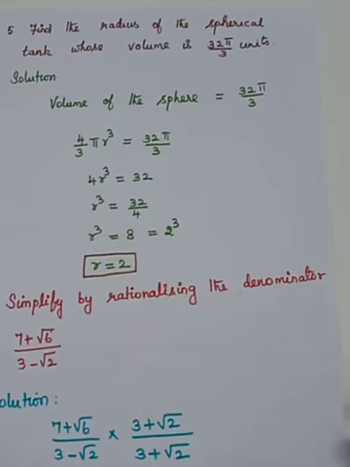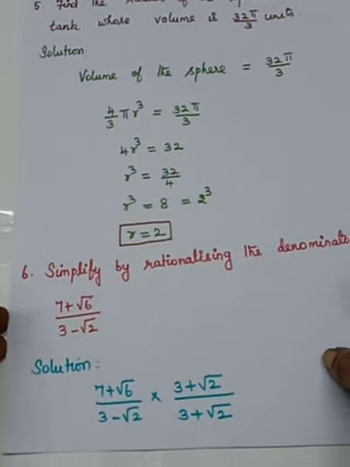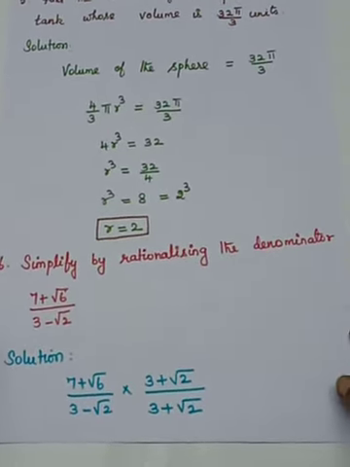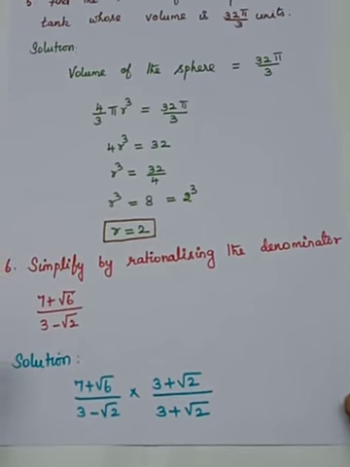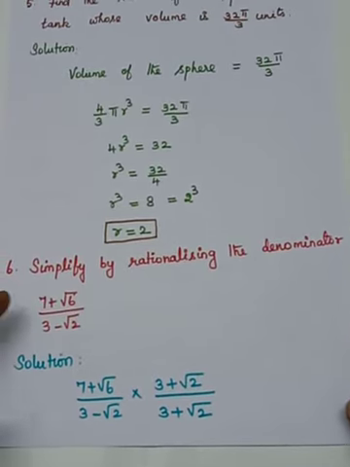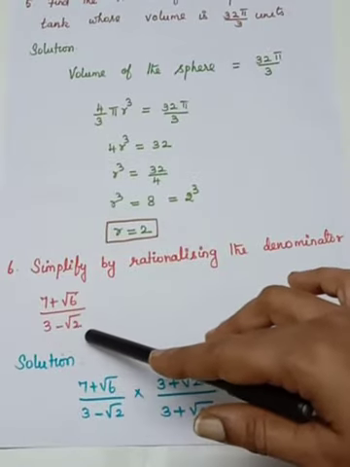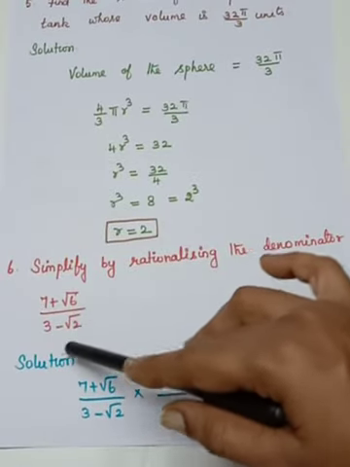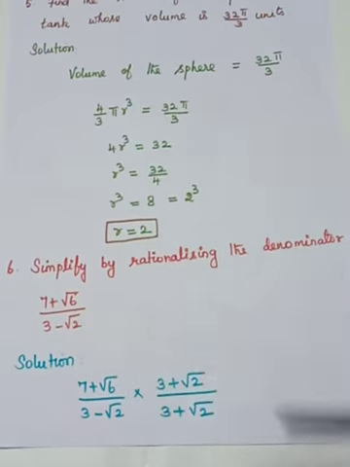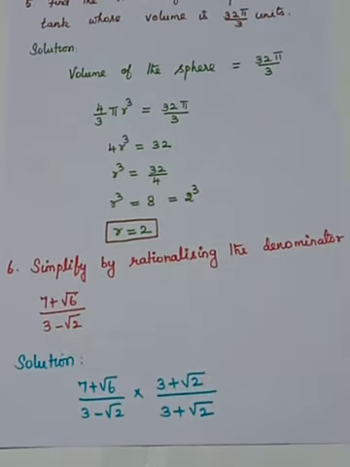Okay. So come to problem number 6. What is it? Simplify by rationalizing the denominator. 7 plus root 6 by 3 minus root 2. So here it is an irrational number. So we have to write the denominator as a rational number.